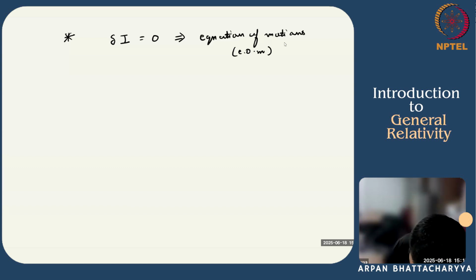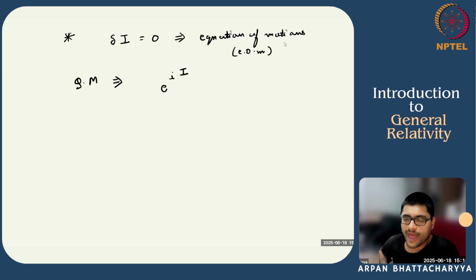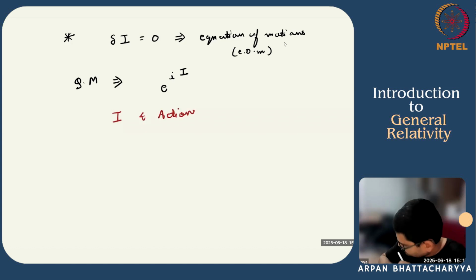Because in quantum mechanics, we are taught that e to the power i times the action gives you the probability amplitude associated with the process. And we know that probability is a scalar. It cannot change when you change from one inertial frame to another. Hence, it guarantees that the action has to be a scalar, or rather a Lorentz scalar.